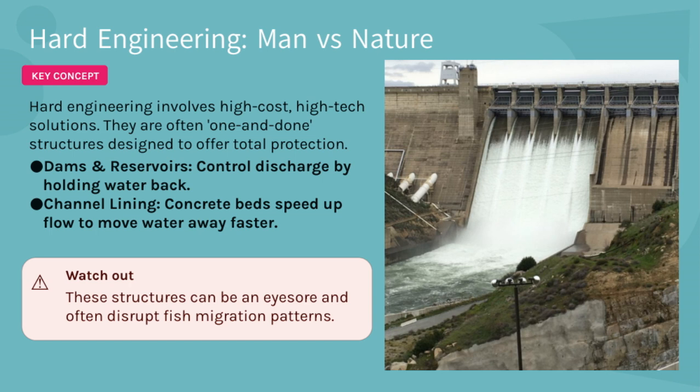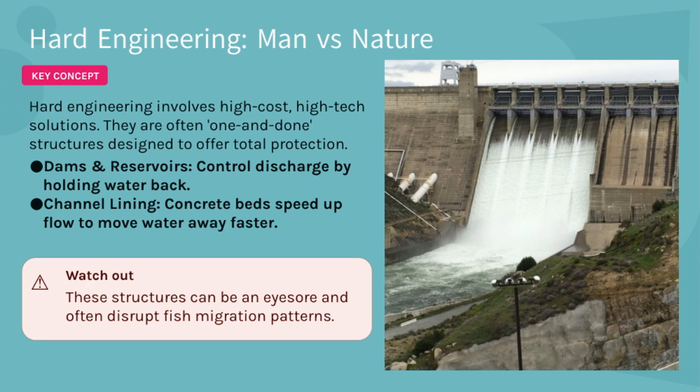Another example is channel lining. This is when the river channel is straightened, deepened, or lined with concrete. The aim is to increase the river's capacity and move water away from an area more quickly. Hard engineering can be useful because it can protect valuable land, homes, and businesses.